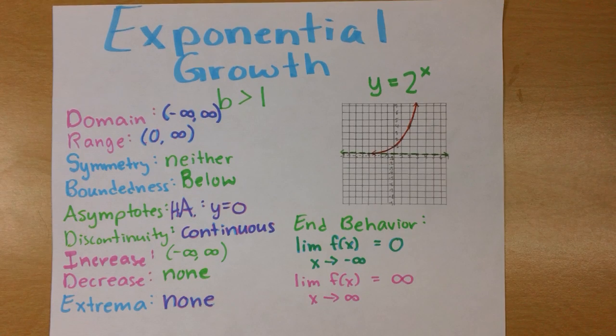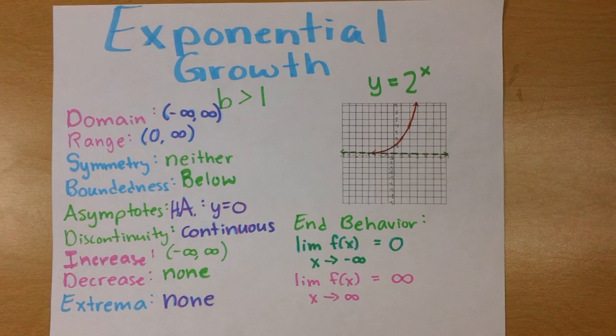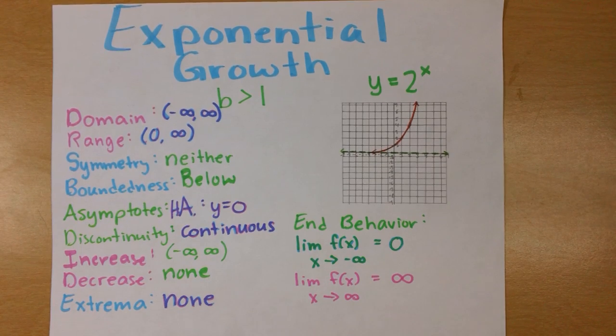The horizontal asymptote is y equals 0 and it does not have a vertical asymptote. It is continuous and increases from negative infinity to infinity and it does not decrease. It has no extrema. For the end behavior, the limit as x goes to negative infinity is f of x equal to 0. And as x goes to infinity, the limit is f of x equals infinity.